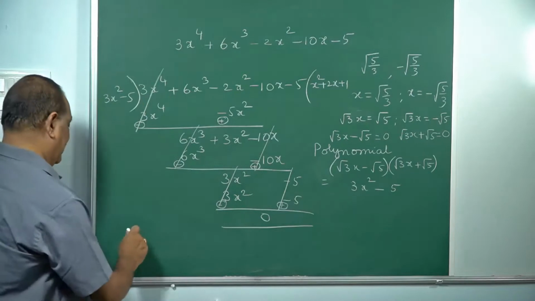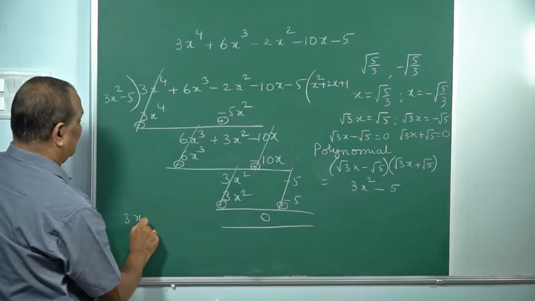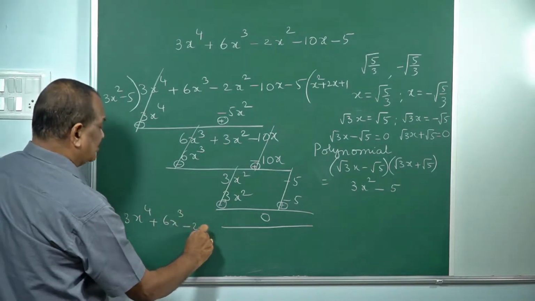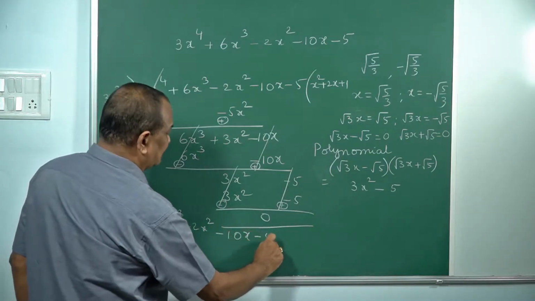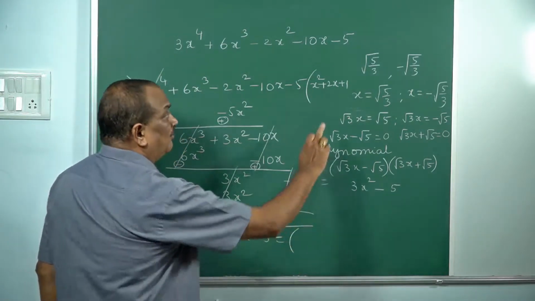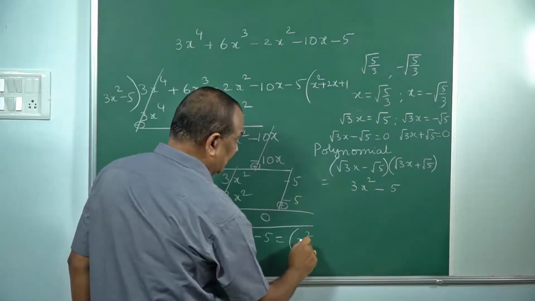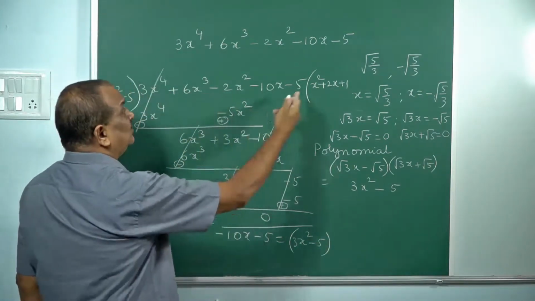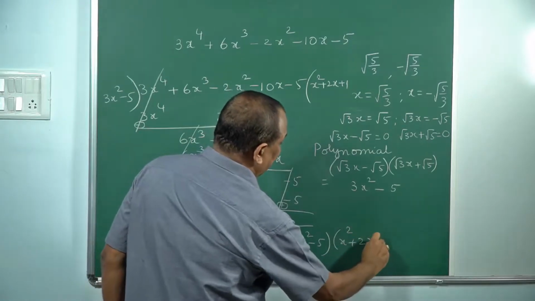So now the problem becomes like this, that you write down 3x power 4, 6x cube, minus 2x square, minus 10x, minus 5. From these zeros you got this product, that is 3x square minus 5. And what is the quotient you got here? x square plus 2x plus 1.